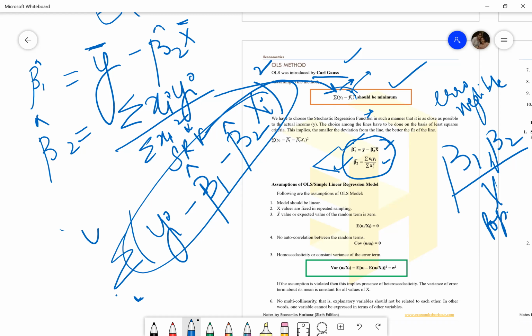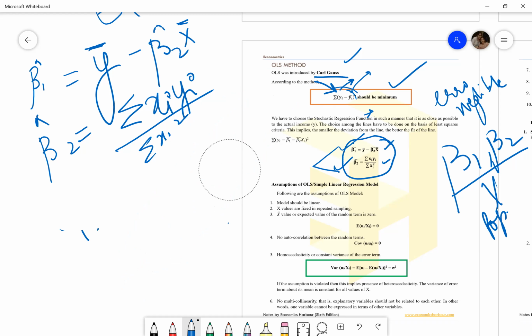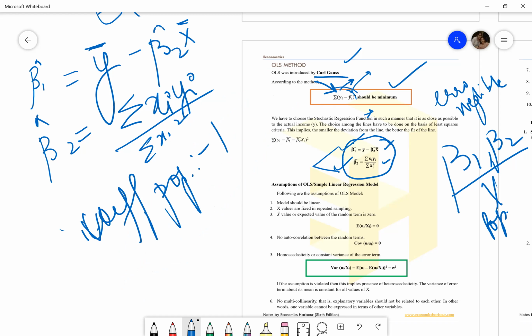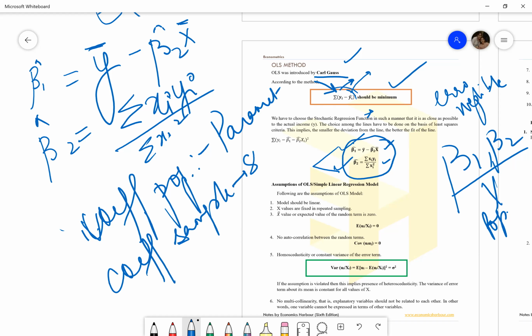And I'm actually using the wrong word here. Whenever we are referring to the coefficients from a population, it is called a parameter. Whenever we are using coefficients from a sample, it is called a statistic. So these two are sample statistics.